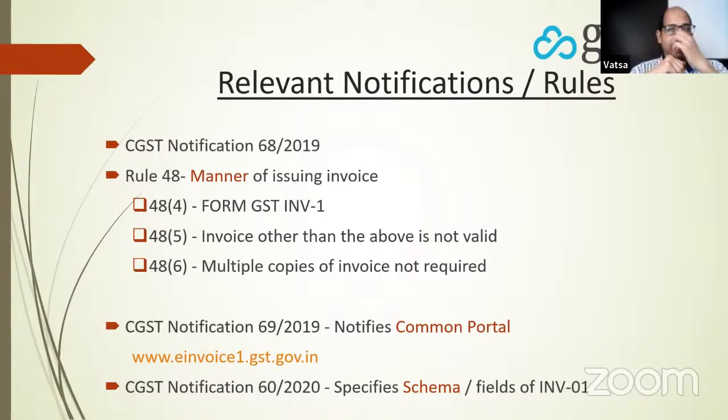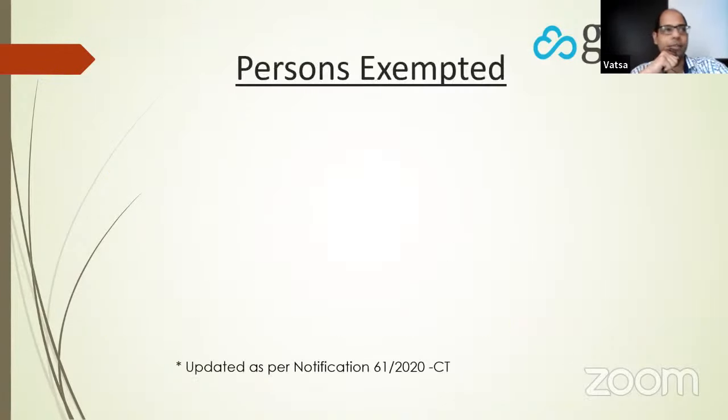So 3 copies of the invoice are required. What the notification says is that multiple copies of the invoice are not required. Just the electronic invoice, if you send it to your recipient, that is sufficient. There are other notifications which specify the common portals. There are 10 common portals notified. Only one of them, run by the National Informatics Center (NIC), is live.